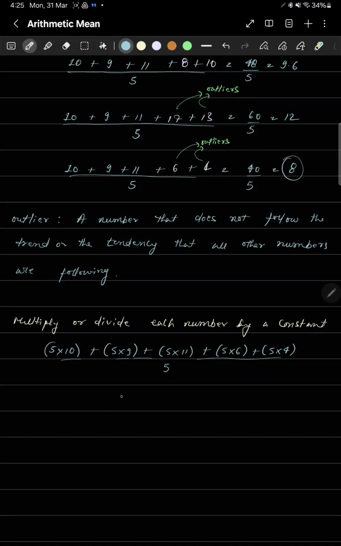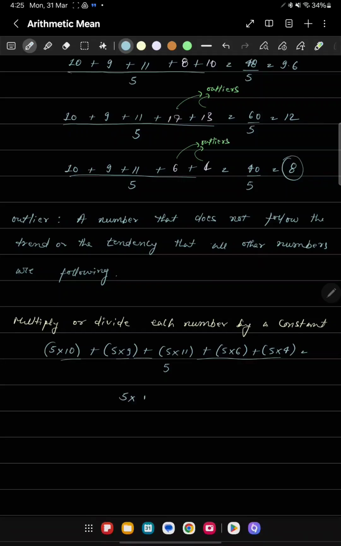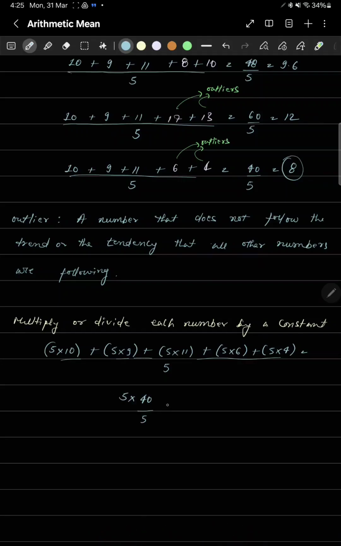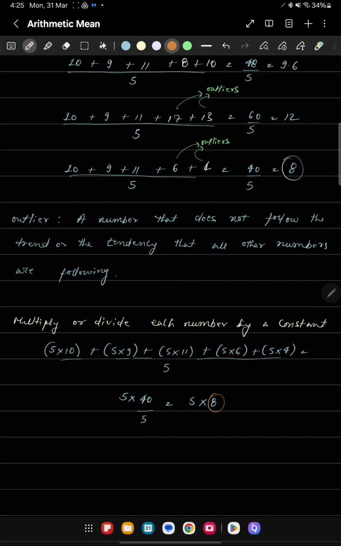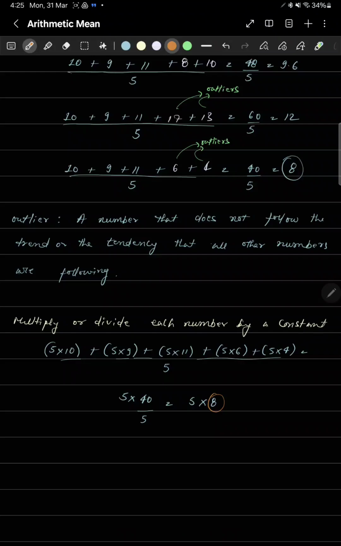This should give us something like 5 times 40 by 5, which would give us 5 times 8, right? So as you can see, 8 was the original average. After we multiplied every number by 5, what we are getting is 5 times 8.